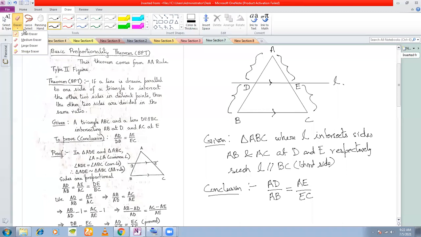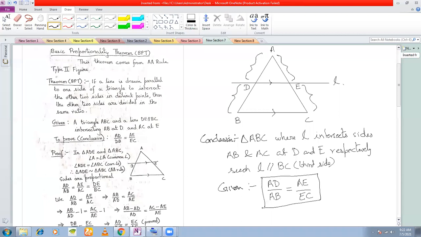Okay. Now, what is the converse of BPT? The converse of BPT is just the other way around. That is, in this case, this is given to you, and this is what you conclude. If this is given to you, then you conclude this. Just the other way around. So in the converse, what is given to you? That in any triangle, D and E are points such that AD by DB is equal to AE by EC. Let's write it down in a proper manner so that you understand it.